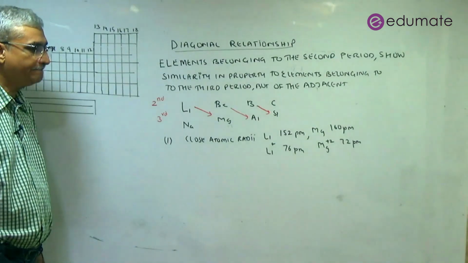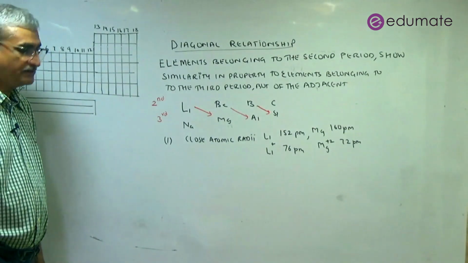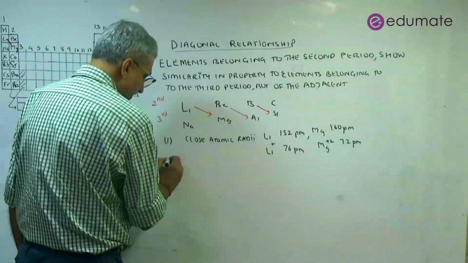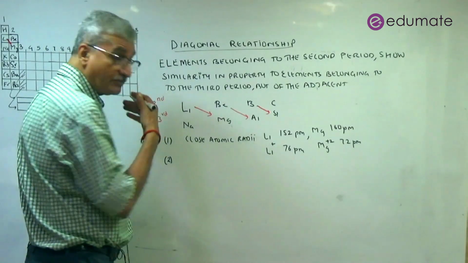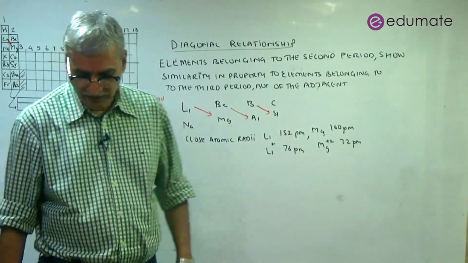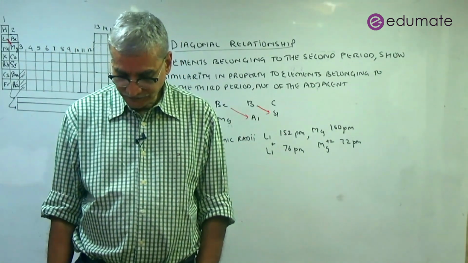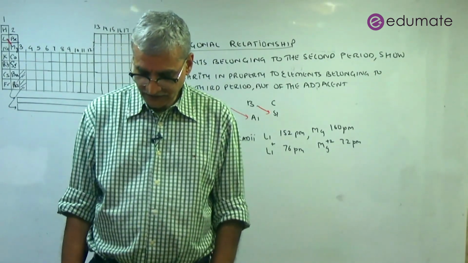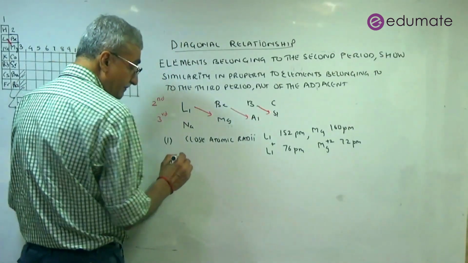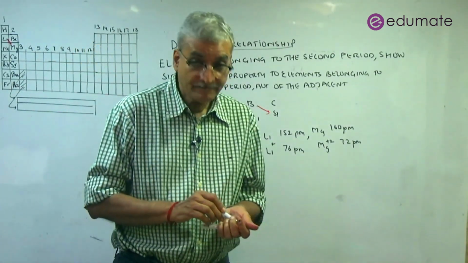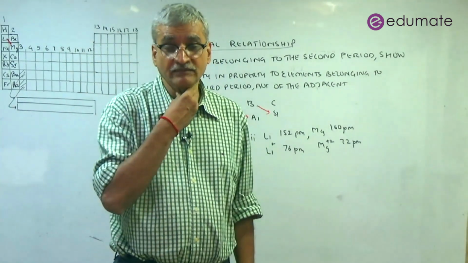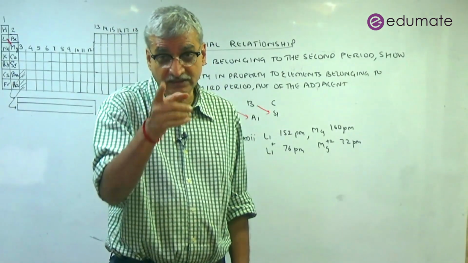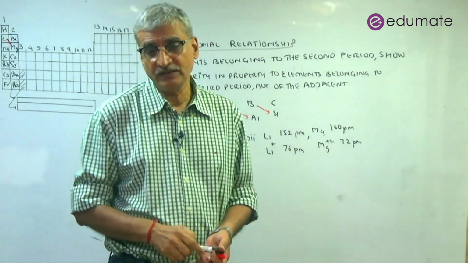Is this point clear? Then what are all the points that we can think of? This was the first one. The second one that we can think of, look at all the properties we saw. Both lithium and magnesium are harder than other elements in the respective groups. If you remember, in alkali metals, sodium is so soft a metal that it can be cut with a knife. Lithium cannot be cut with a knife.